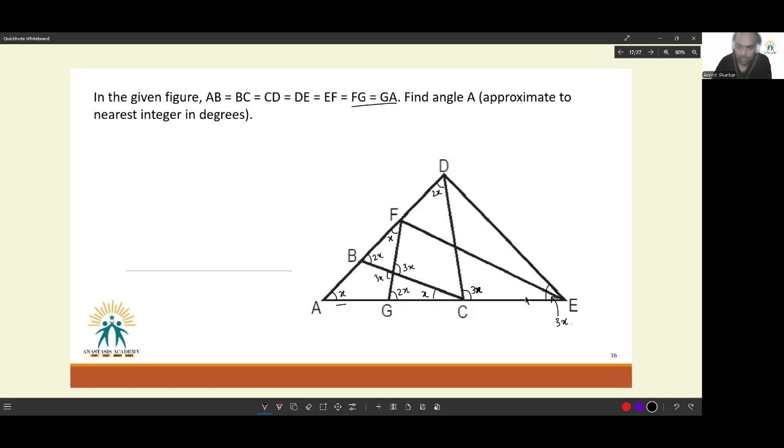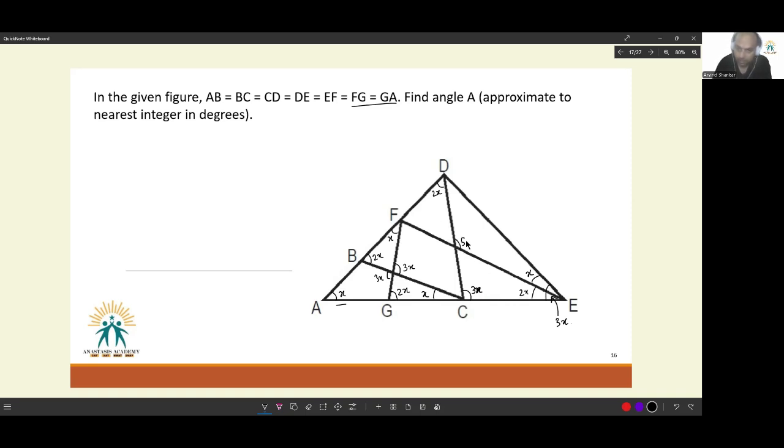I think I have EF is equal to FG. Oh, if EF is equal to FG and I get 2x here, then this should also be 2x, which means this should be x. Okay. This should be 2x, this should be x. I can break it down nicely. What else? Okay. If this is 2x, this is 3x.